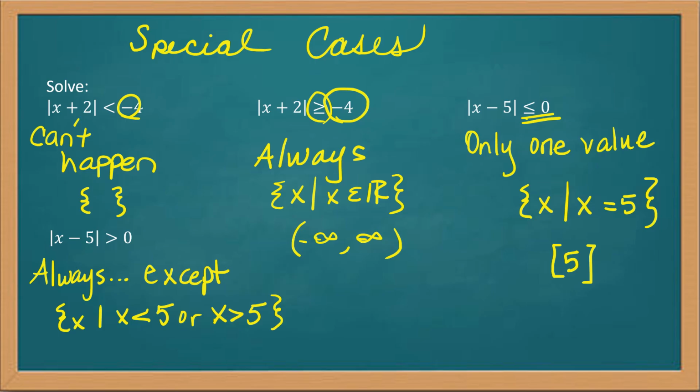Or you could just say all x such that x does not equal 5. That's another way to say it. There are lots of ways to say things in set notation. And then also as the interval, you would say from negative infinity up to 5, not including 5, union 5 to infinity, not including 5.